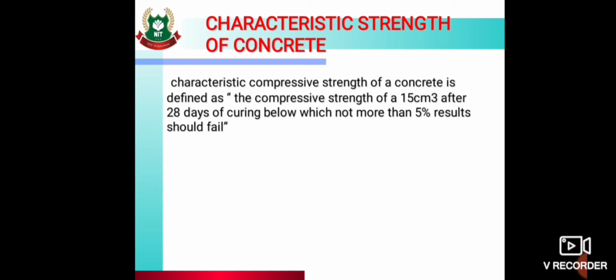Then characteristic strength of concrete. So what is the characteristic strength of concrete? The characteristic compressive strength of concrete is defined as the compressive strength of a 15 cm cube after 28 days of curing, below which not more than 5% of results should fail. Means we want the compressive strength of a cube after 28 days of curing only. So after 28 days of curing, no concrete should fail. That will be our compressive strength.